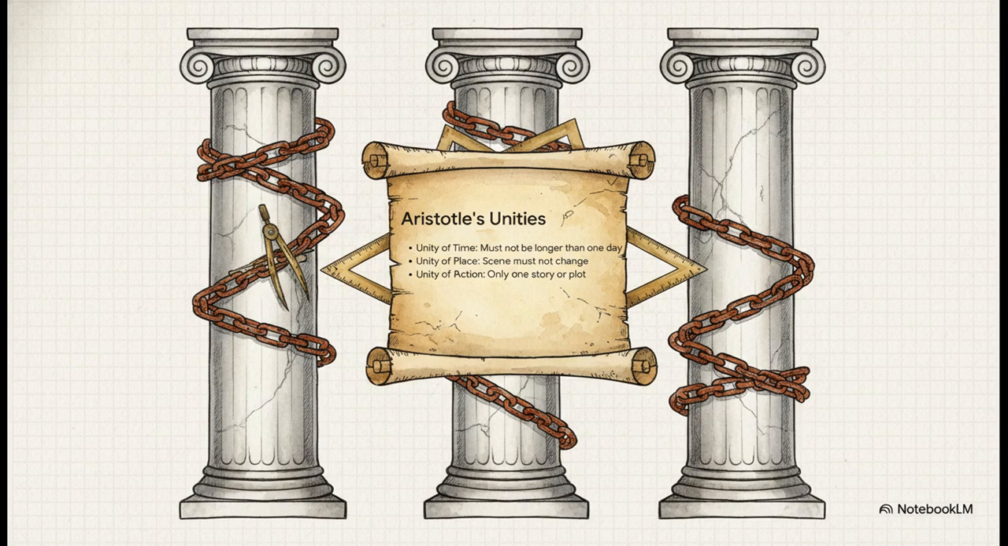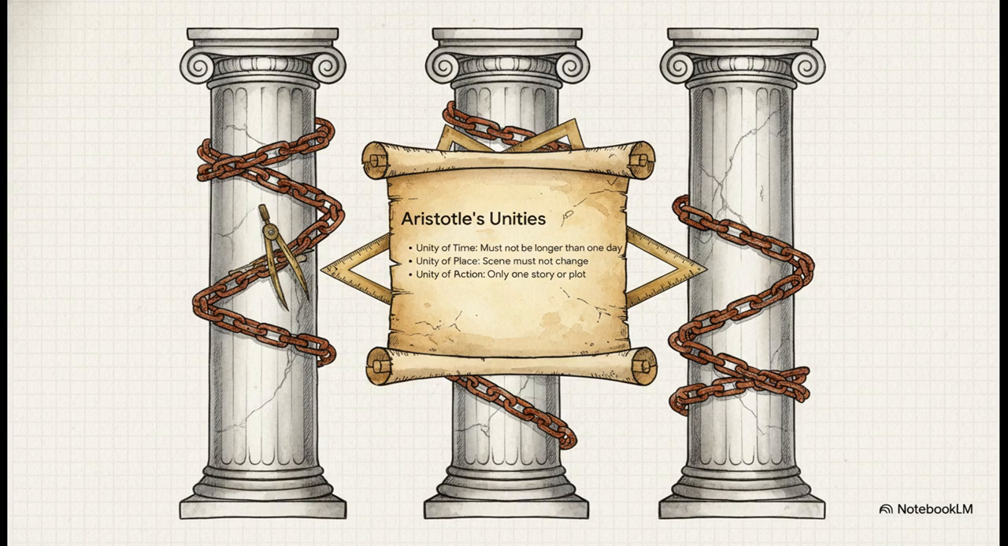Aristotle drew up three strict principles for drama. First, the unity of time stated that the action of a play must not exceed a single day. Second, the unity of place dictated that the setting must not change. Characters couldn't just magically teleport to different cities. And finally, the unity of action required a single, focused plot with absolutely no secondary or minor subplots.